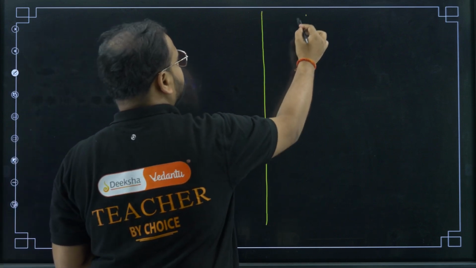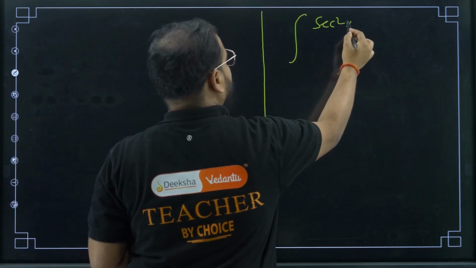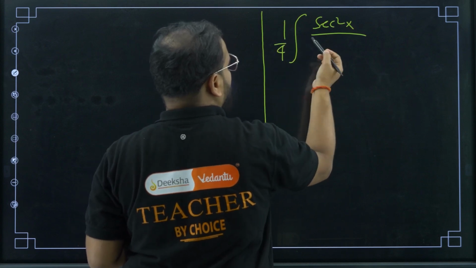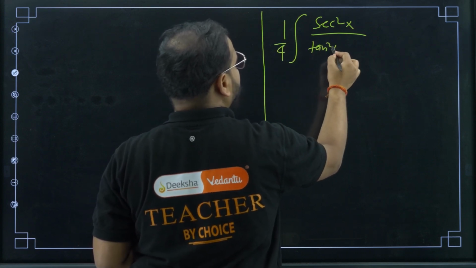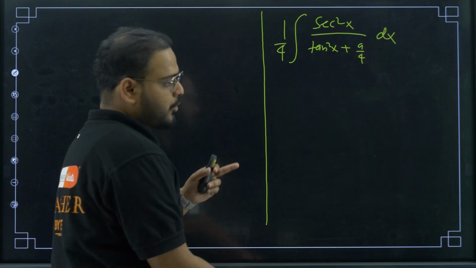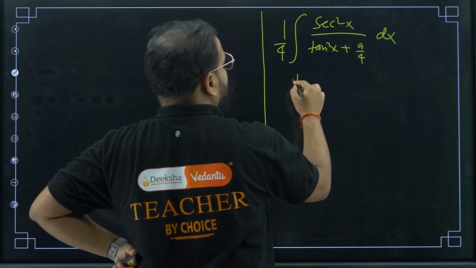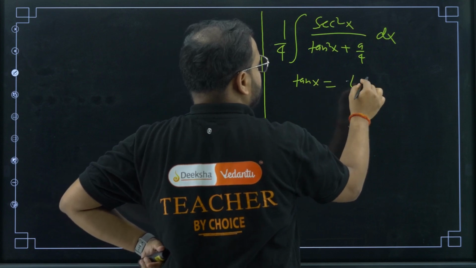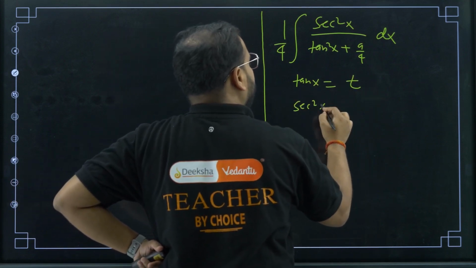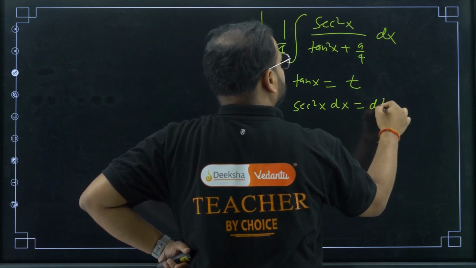I write this whole thing again. I have sec square x upon 4, right? I can take 4 over here, and over here what am I left with? I'm left with tan square x plus 9 by 4 dx. Okay, now do one thing, use a substitution. Take tan x equals t, differentiate it, you'll have sec square x dx equals dt.